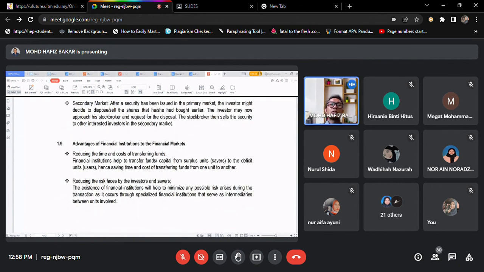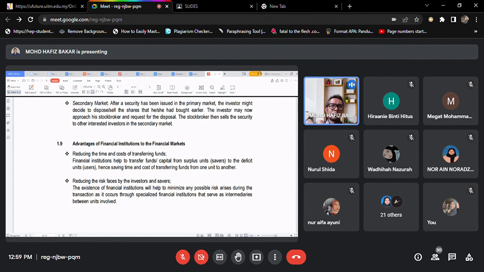Advantage of financial institution. Financial institution ni including bank, commercial bank, Islamic bank and also the other financial institution. KWSP, we have Perkeso, we have Bursa Malaysia, apa lagi? Kita ada Amanah Saham Bumi Putra, Pemodalan Nasional Berhad. Okay, what are the advantage of that financial institution to the financial market? Apa dia punya benefit? First, reducing the time and cost of transferring fund.